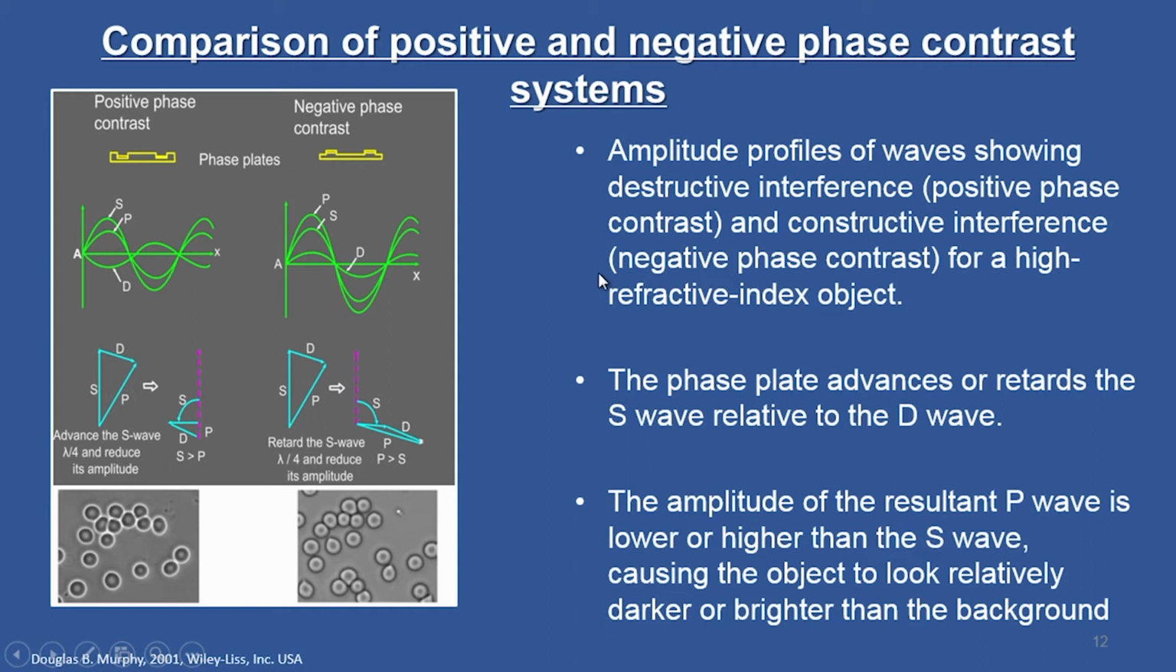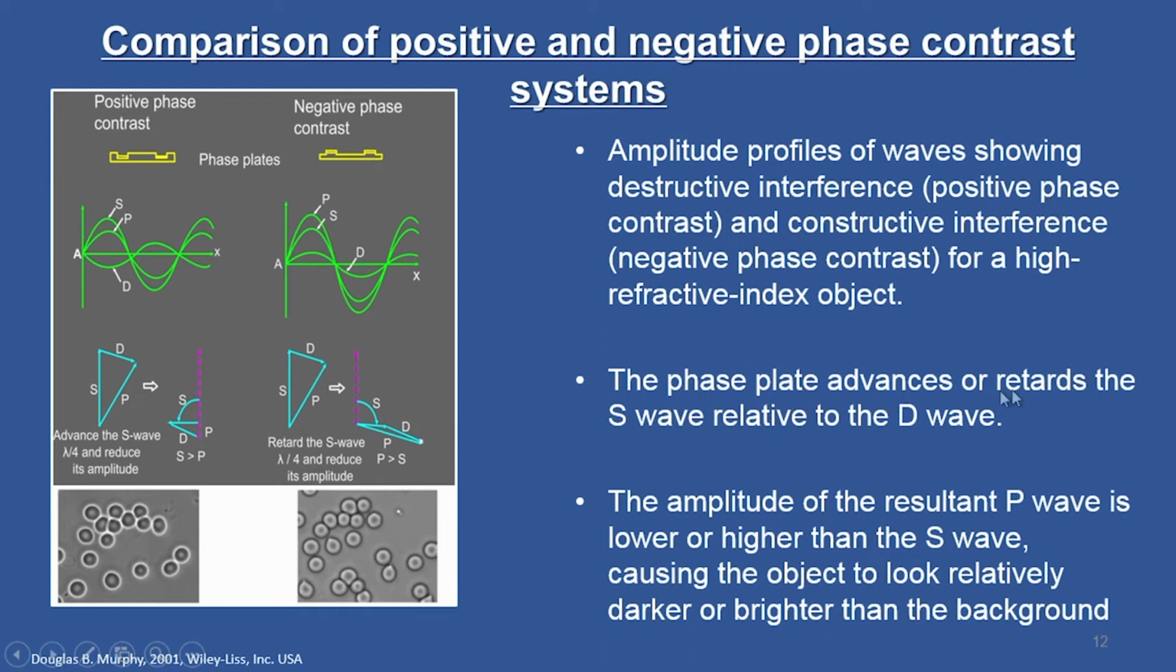So, in an annulus ring, if you have an etched region like this, it will produce a negative phase contrast. When you have a projection like this in your phase plate, it will produce a destructive or positive phase contrast.